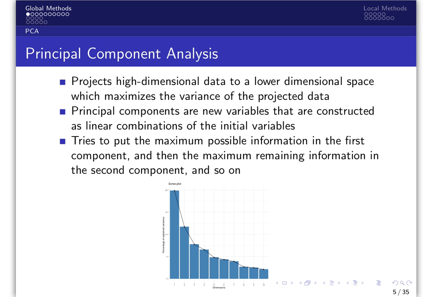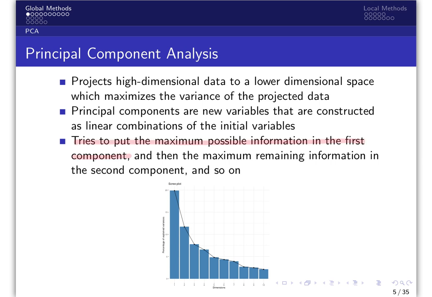First, we will discuss global methods, starting with principal component analysis. Principal components are new variables that are constructed as linear combinations of the initial variables. These combinations are constructed such that the new variables, that is, the principal components, are uncorrelated, and most of the information within the original variables is squeezed or compressed into the first components.